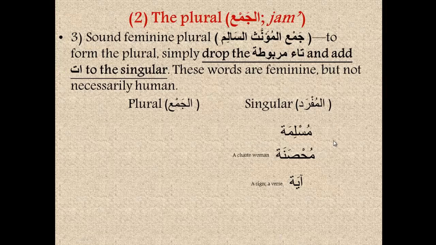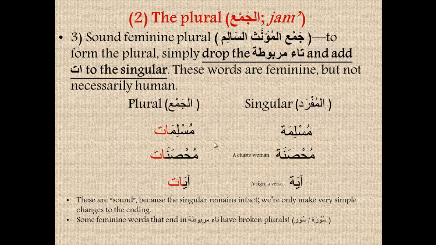We have Muslimah, which is a single female believer of the Islamic faith. If we drop the ta marbuta and add at to the end, we get Muslimat. We have the word muhsana, which is a chaste woman. Again, dropping the ta marbuta and adding at, we get muhsanat. And then this last example is a non-human example. We have the word ayah, which means a sign or a verse in the Quran. Dropping the ta marbuta and adding at gives us ayat.